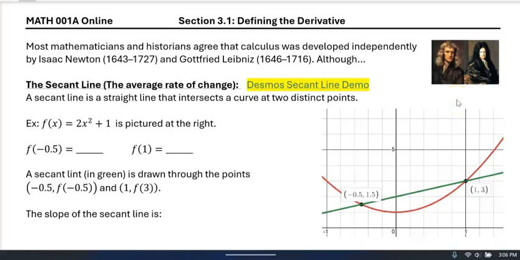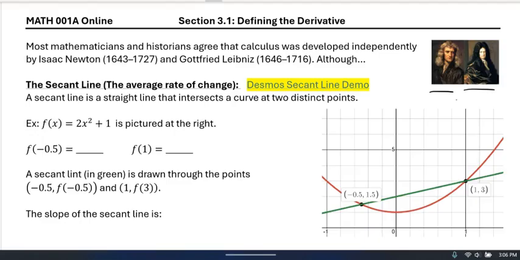Welcome to a video on section 3.1, defining the derivative. There's an argument in history that most people agree that Isaac Newton here on the left and Leibniz on the right are the fathers or the originators of calculus. One of the main topics after limits is the topic we're going to introduce today, the derivative.